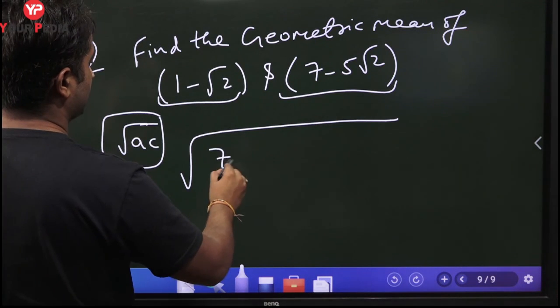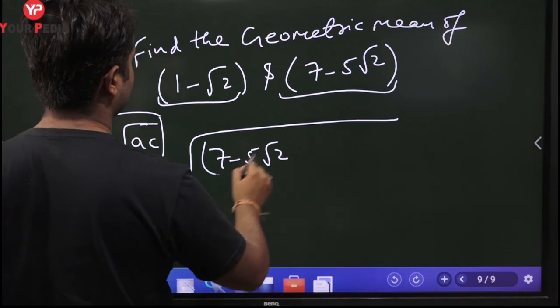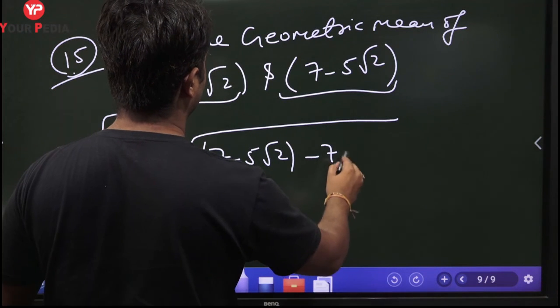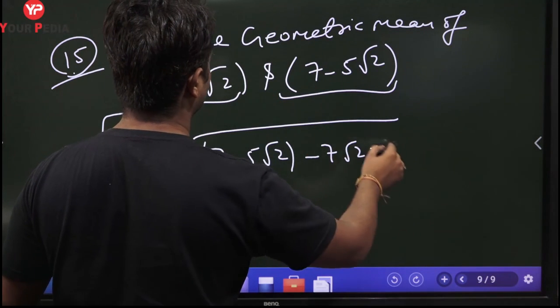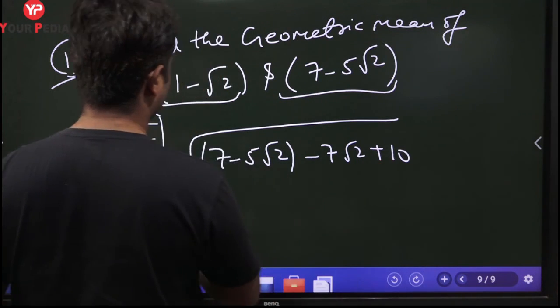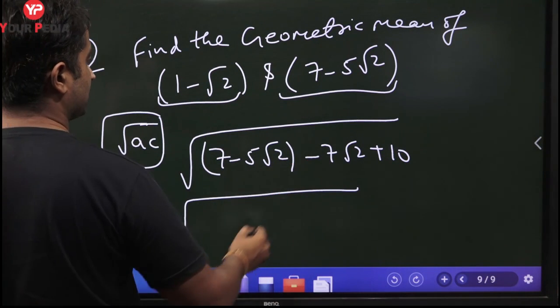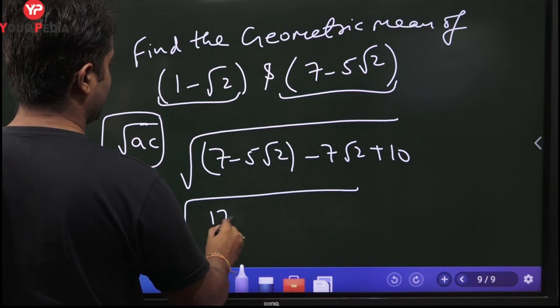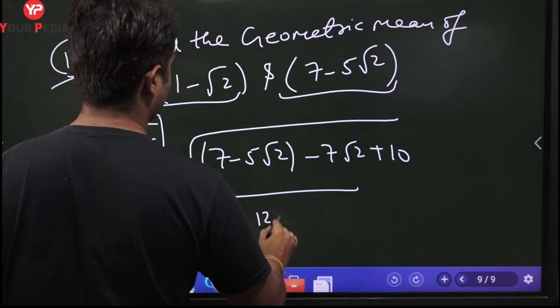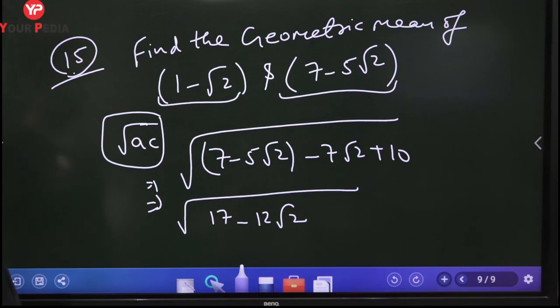1 into this 7 minus 5 root 2, so that is 7 minus 5 root 2 minus 7 root 2 plus 5 into root 2 root 2, so that is 10. So that is, I will say 7 minus 5 root 2 minus 7 root 2 plus 10, 17 minus 12 root 2. Under root of 17 minus 12 root 2.